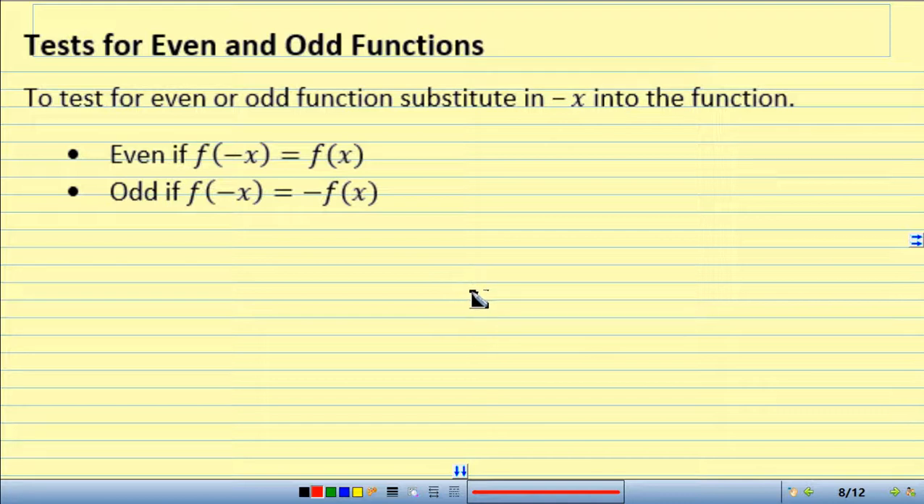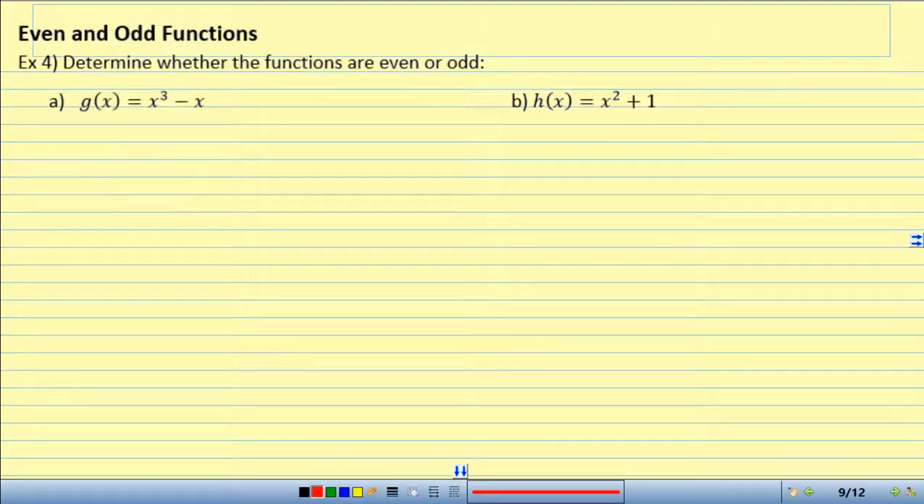So what we've got here is tests for even and odd functions. To test for an even or odd function, it's an even function if I plug in a negative number, and that would be the same as if I plugged in a positive number. It's an odd function if I plug in a negative number, and that would be the same as if I plug in a positive number and then turn my answer negative. So let me show you what I'm talking about. I'm going to test for an even function, and I'm going to test if it's an odd function.